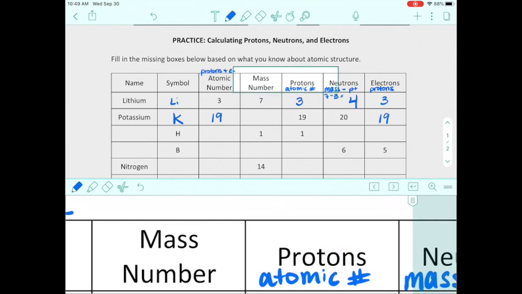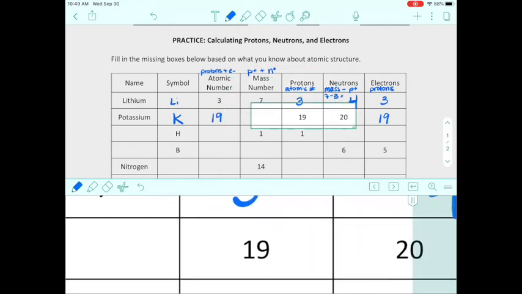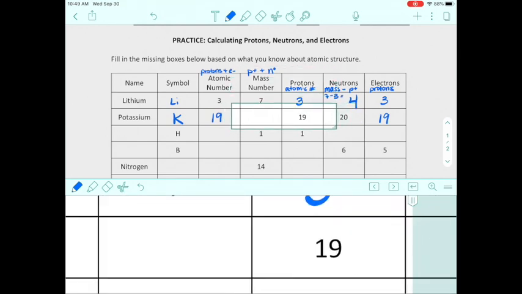The neutrons, we know the neutrons, but we don't know the mass. Remember, the mass is the protons plus the neutrons. Okay, so for this, it's going to be 19 plus 20. And 19 plus 20 is 39. Again, if you want to leave that in the box, if that helps you figure out how we got that number, you can leave that there.